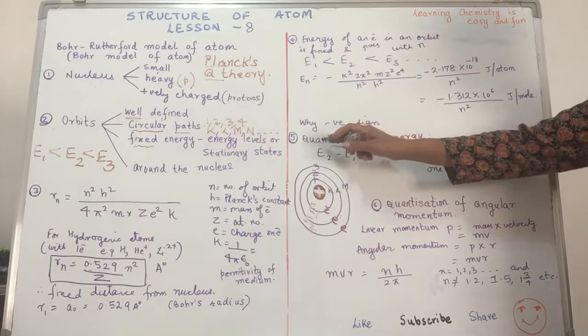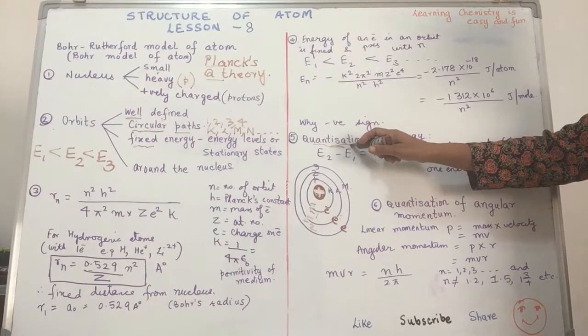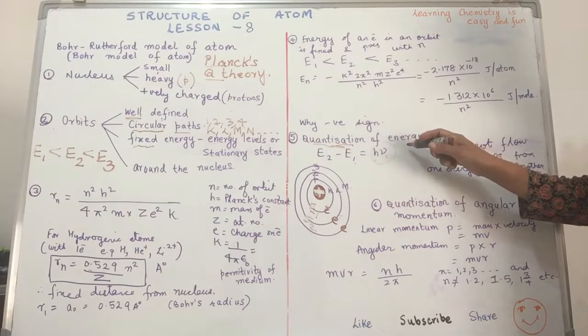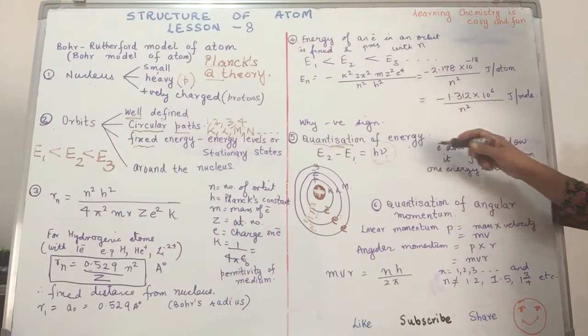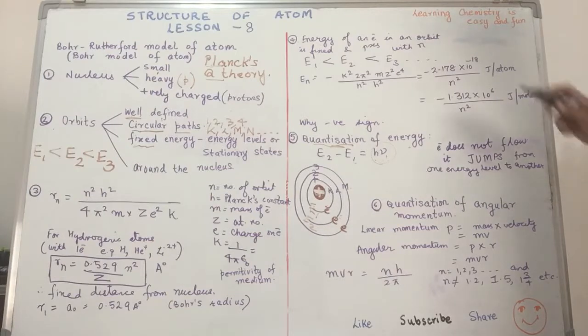So this is where Bohr added the energy value to each of the orbits of the atom. So this is called quantization of energy, which was very beautifully stated in a sentence saying that the electron does not flow. It jumps from one energy level to another. It could be high to low or low to high.